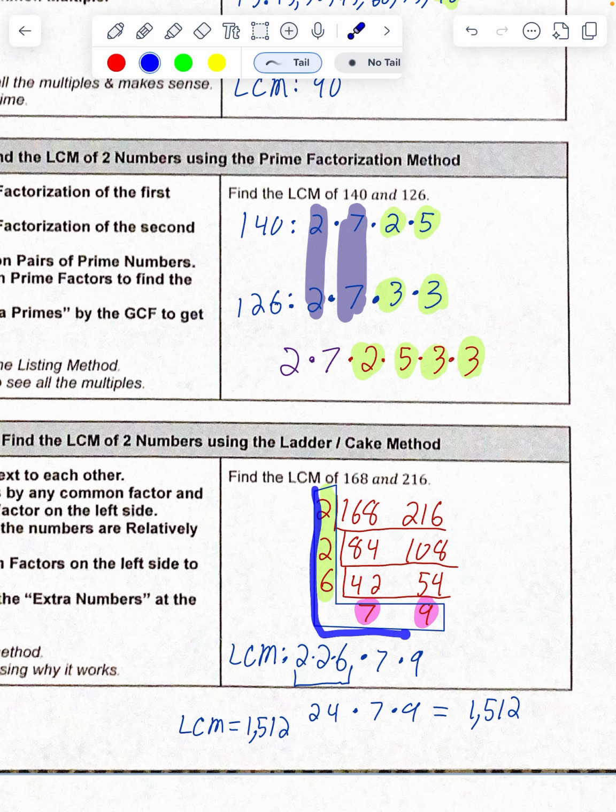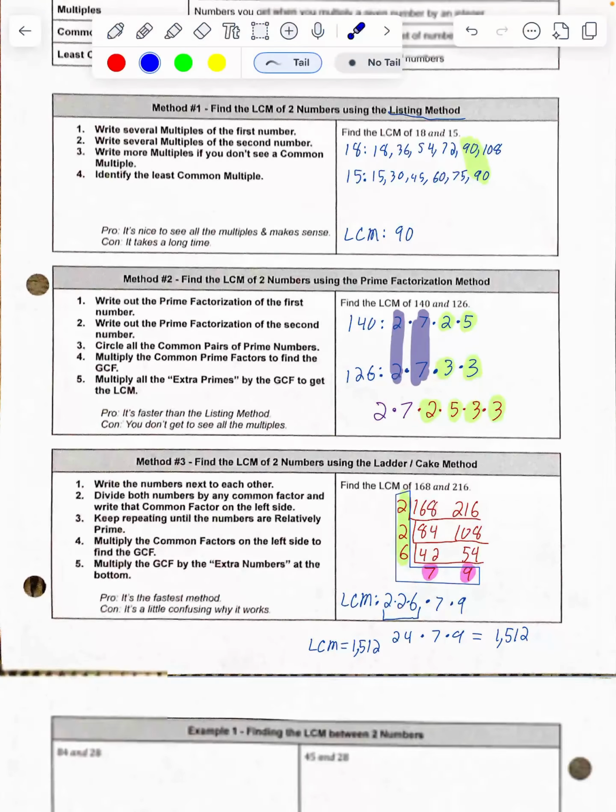Again, for the LCM with the ladder method, once it's broken down all the way, you can just multiply all the outside numbers together. Hopefully it doesn't give you a 4-digit number, but it's okay. We know how to handle that.